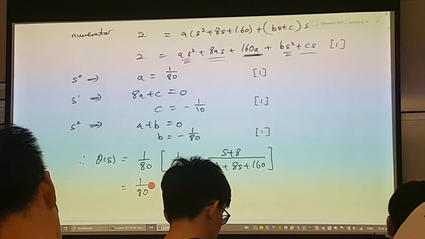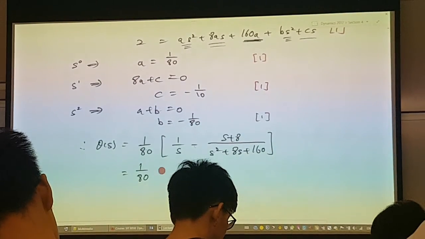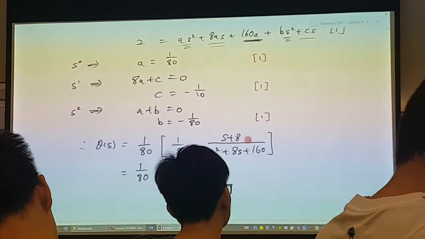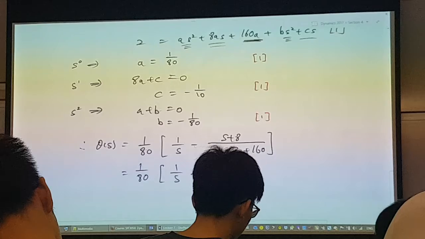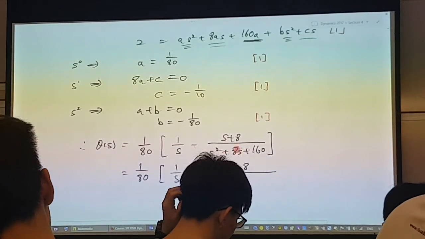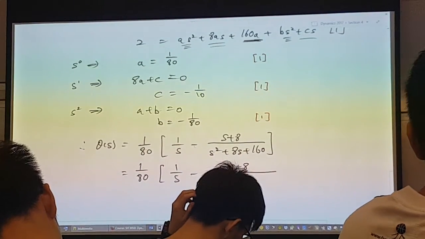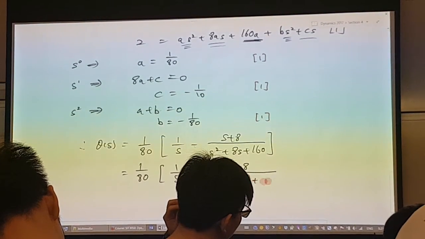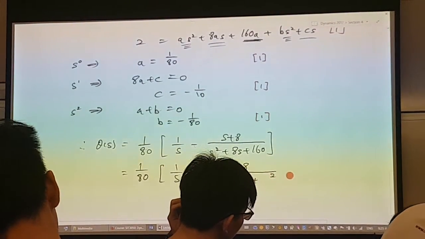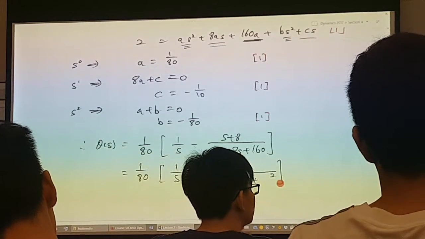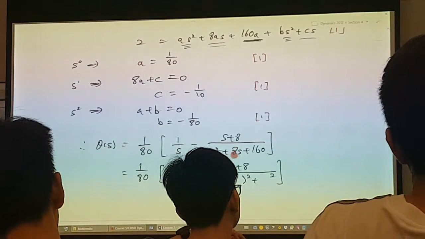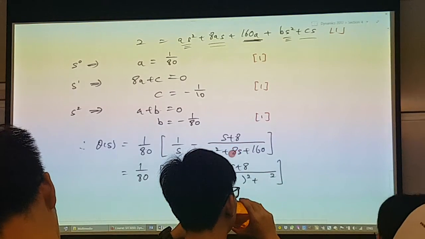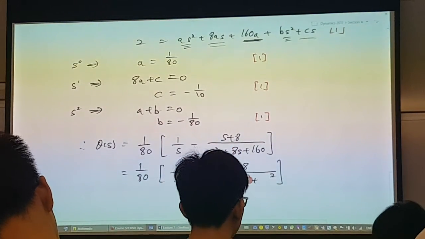So I couldn't do the inverse Laplace of this yet. So I need to break down this part here. So this is s and 8, and I need to convert the denominator into s plus something squared plus something squared. I need to do that. So in order to do that, you take this center coefficient here, 8. Take 8 divided by 2, you get 4.